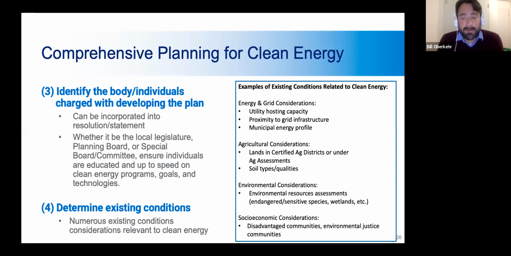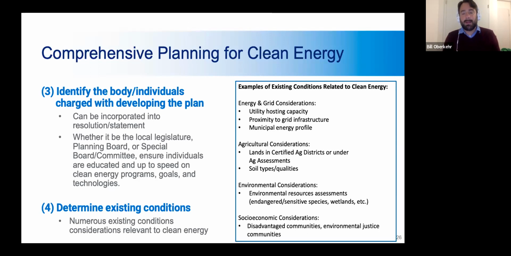Environmental considerations, environmental resources assessment. So what endangered or sensitive species do we have? Wetlands, things of that nature. Basically, that would come out in the State Environmental Quality Review on the project development side also. But we want to know where those things are and identify them in our plan.